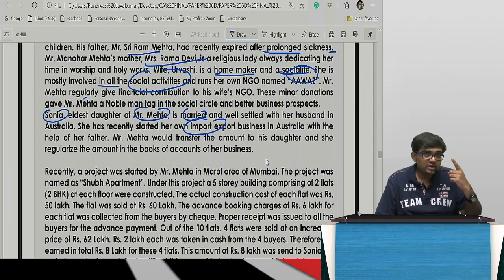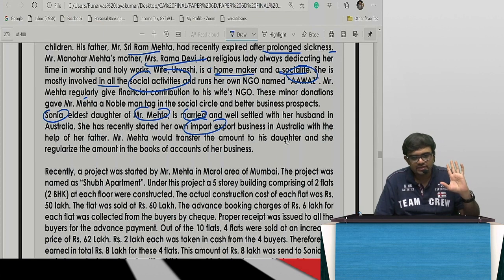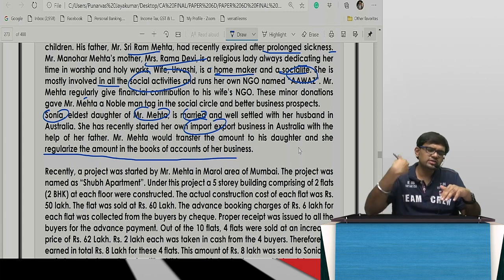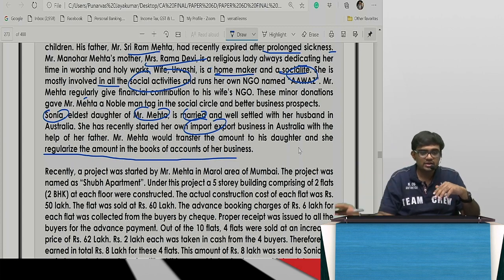That one export question was there. No, second question, that is this scene. Mr. Mehta would transfer an amount to his daughter and regularize the amount. Oh, already a scam. Mr. Mehta would transfer some money either through the direct route or through the Hawala route and then regularize.